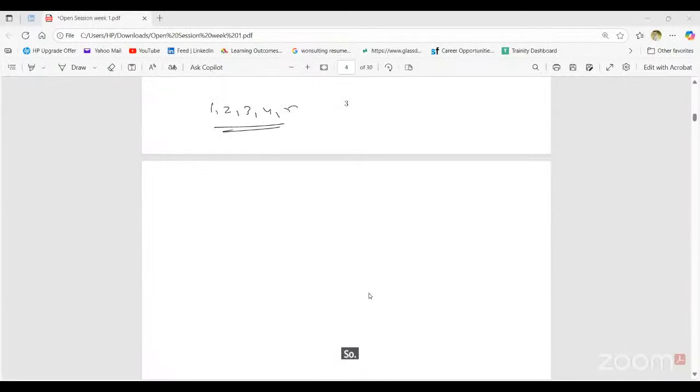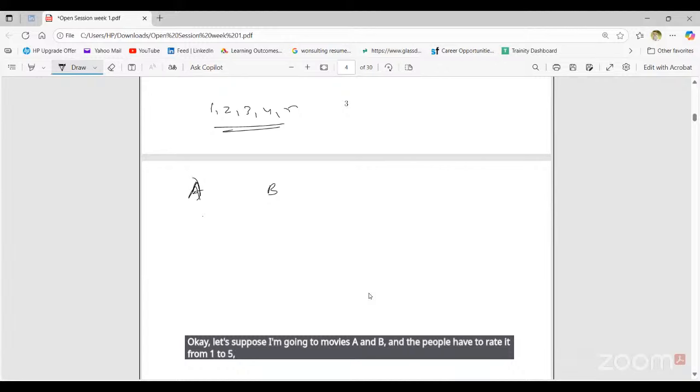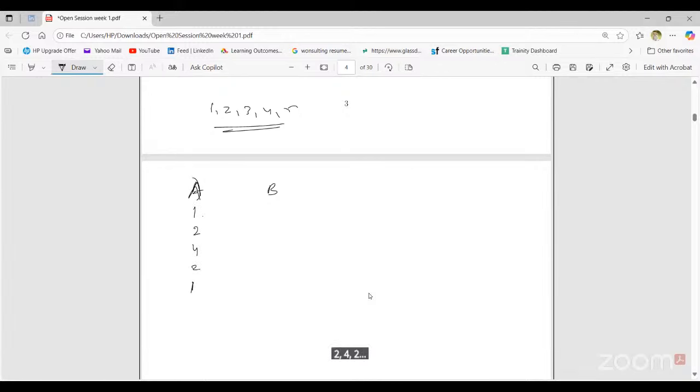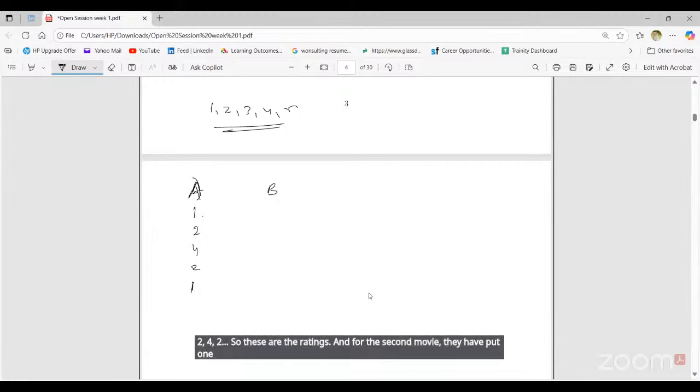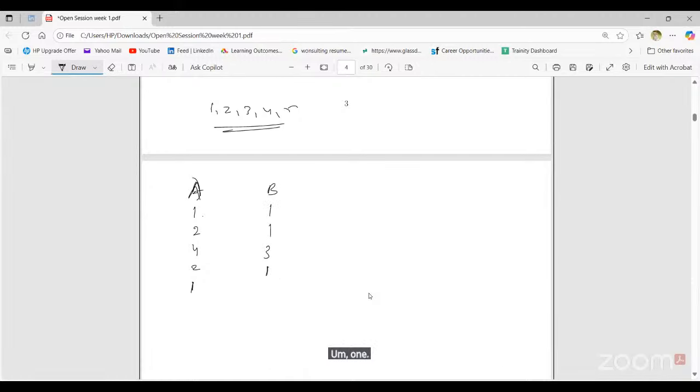Let's suppose I have two movies, A and B, and the people have to rate them from 1 to 5. So for the first movie they have put 1, 2, 4, 2, 1. These are the ratings. And for the second movie, they have put other ratings, something like 1, 1, 3, 1, 1.